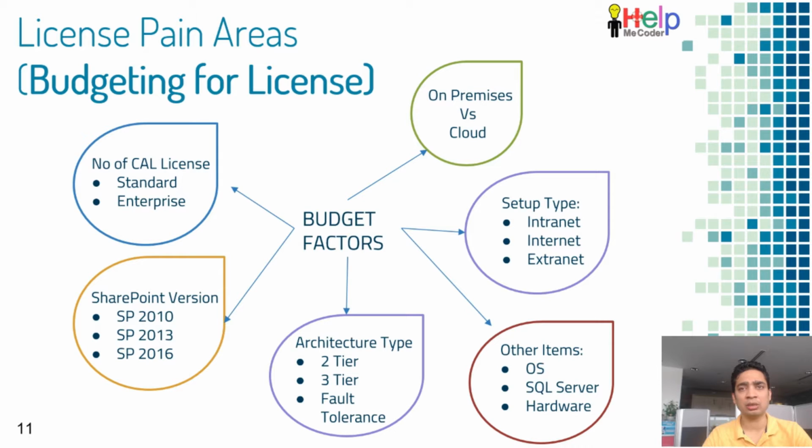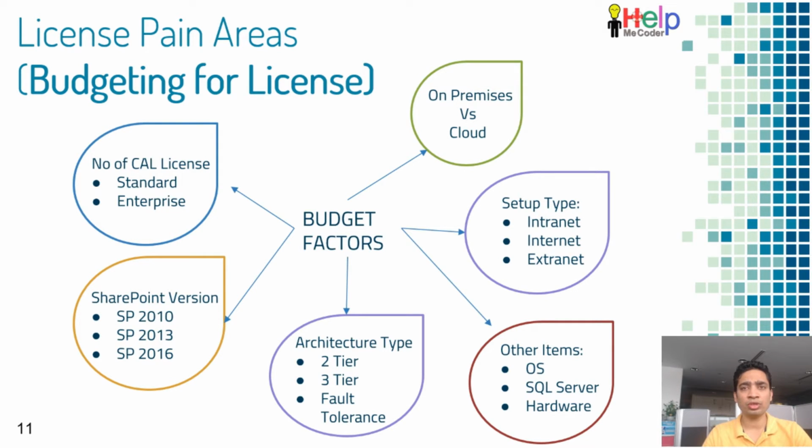The other pain area for licensing is the budgeting part. Now there are so many components in SharePoint that budgeting different components becomes very difficult. Budget depends on various components, like whether you are going for on-premises or cloud, whether your setup type is an intranet, extranet, or internet, whether your architecture is 2 tier, 3 tier, whether you have fault tolerance on your system. Other than that, what OS is installed, what SQL Server is installed, what hardware is installed, and which version you are running, SharePoint 2010, 2013, 2016. How many CALs do you require, whether you require standard CALs, enterprise CALs, whether you require user CALs, device CALs. So there are so many components to look after when you go for budgeting for license.